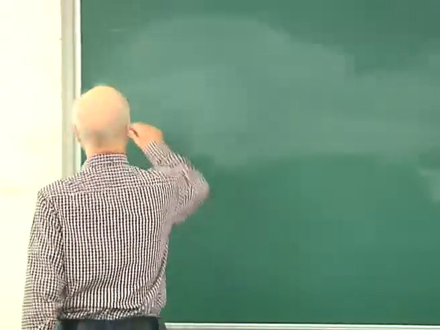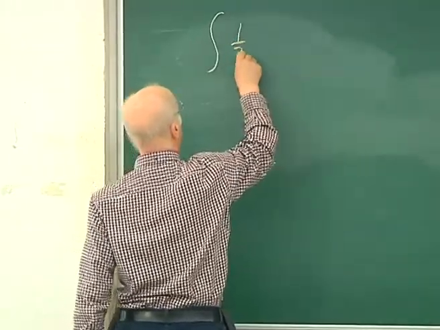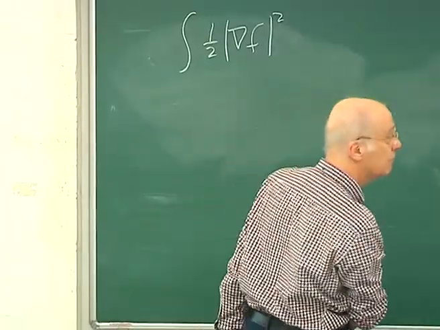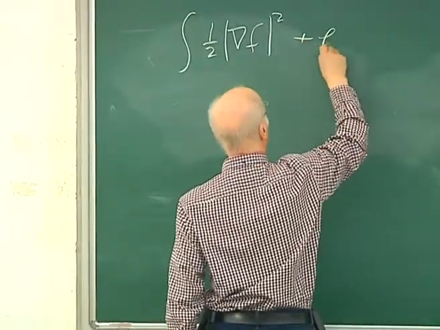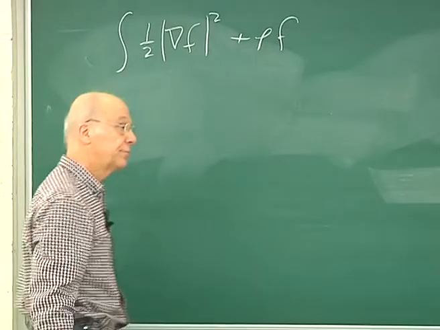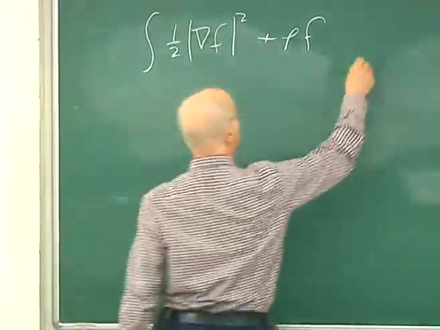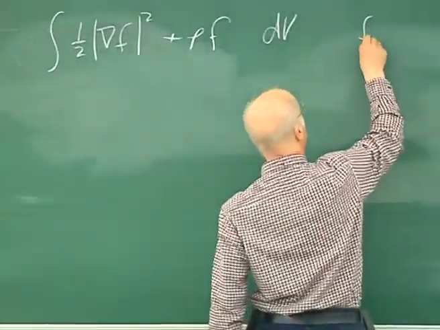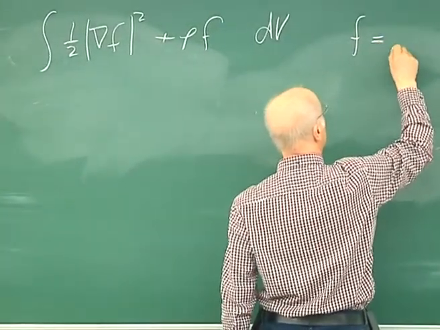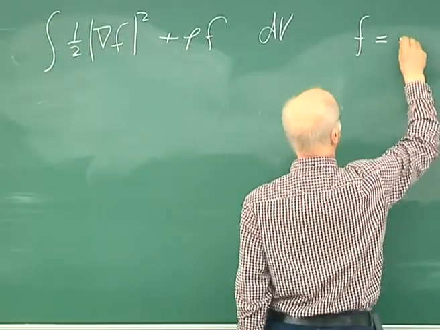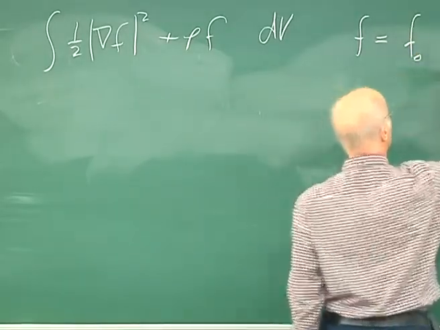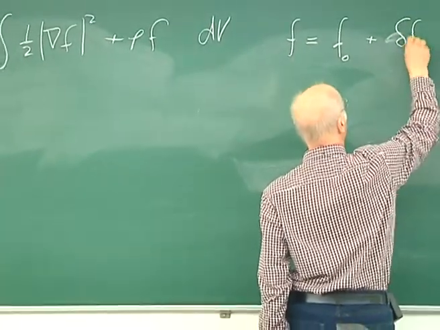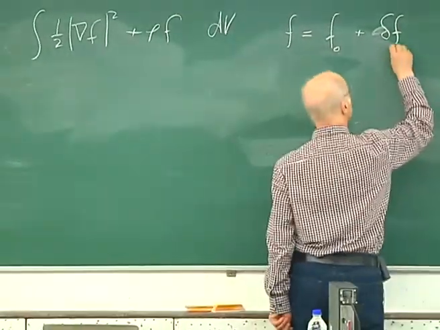So I have an integral of a half grad f squared plus rho f, and I'll put a dv. And I'm going to take f to equal f0 plus a little f, delta f. And that's small.